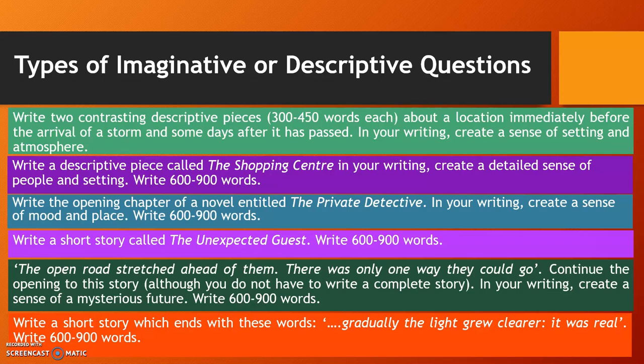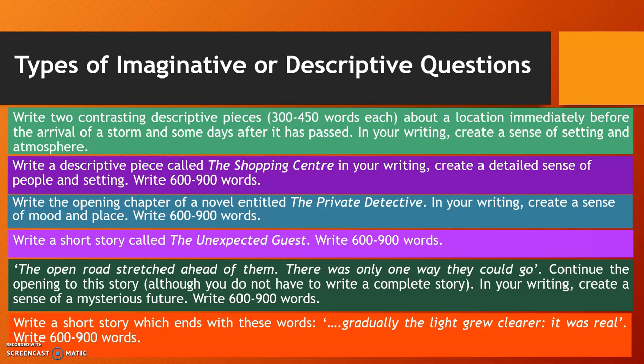Let me read the first prompt for you here. Write 2 contrasting descriptive pieces, 300 to 450 words each, about a location immediately before the arrival of a storm and some days after it has passed. In your writing, create a sense of setting and atmosphere.